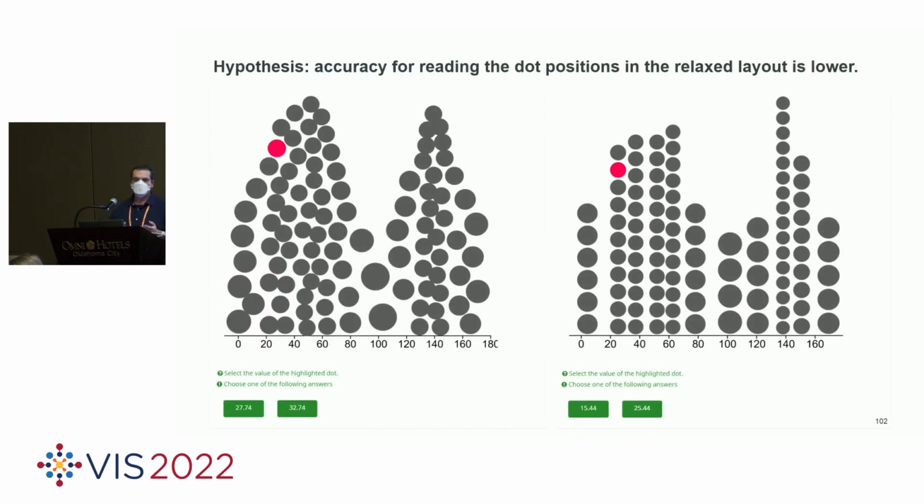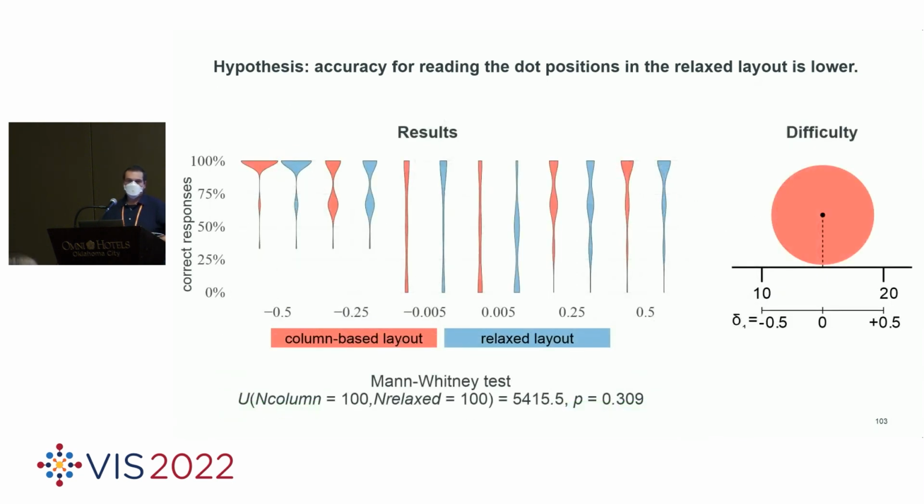In the first task, we asked to read off the value of one highlighted dot. And we assumed, okay, the relaxed layout is more correct, but there are none of these helpful vertical lines to read off the value. So we expected the result to be worse. But statistical testing actually showed that there is no significant difference. So we'd say the relaxed layout is more correct and there are not significantly more errors in reading those values.